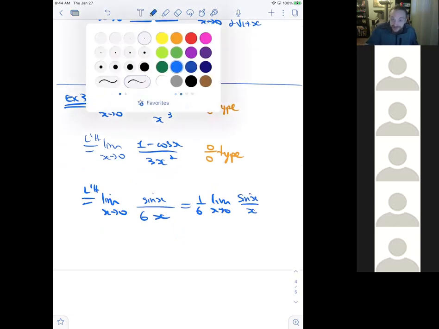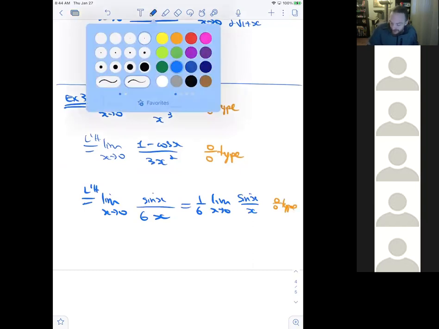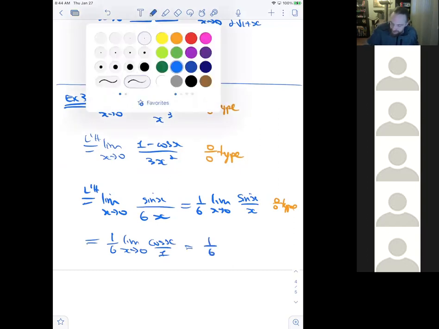This is, once again, like we did the first time, 0 over 0 type. So I don't even want to be fancy. This just says that this will be 1 over 6 times the limit as x approaches 0 of cos x over 1, which is, of course, 1 over 6.